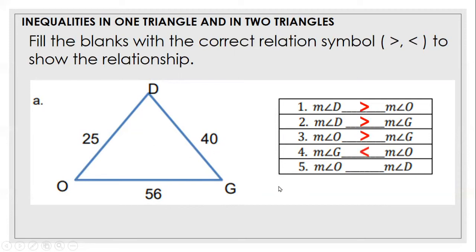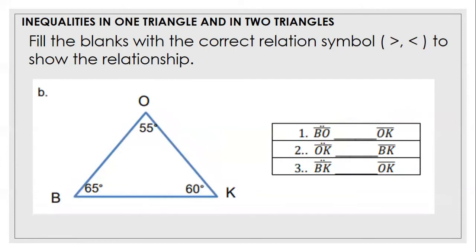Next, we have number 5. The measure of angle O is blank than the measure of angle D. Okay? The opposite side of angle O is 40 and the opposite side of angle D is 56. So, angle O is less than angle D because 40 is less than 56.